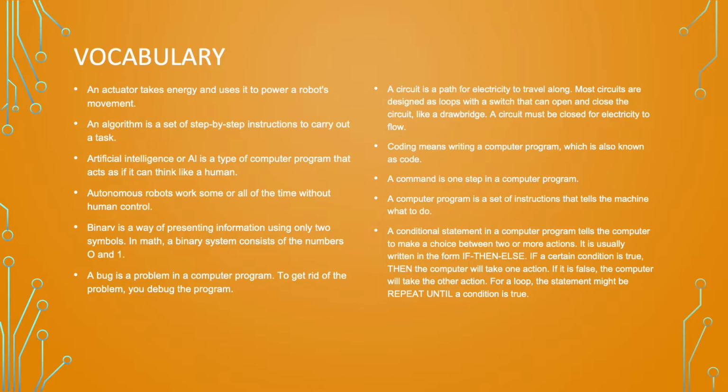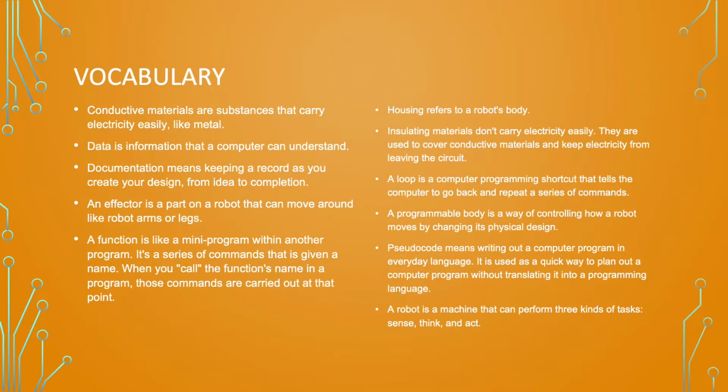If a certain condition is true, then the computer will take one action. If it is false, the computer will take the other action. For a loop, the statement might be repeat until a condition is true. Conductive materials are substances that carry electricity easily, like metal. Data is information that a computer can understand.